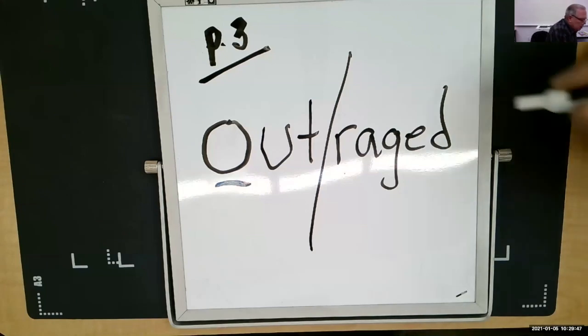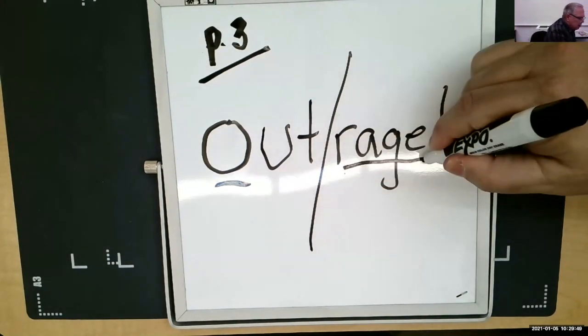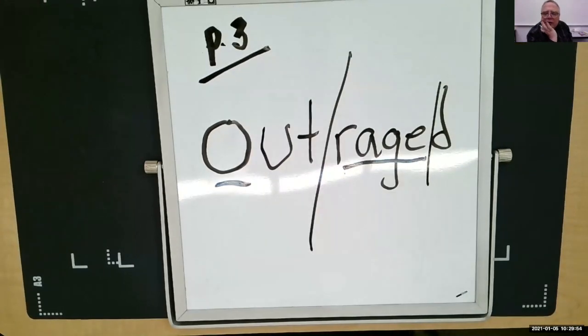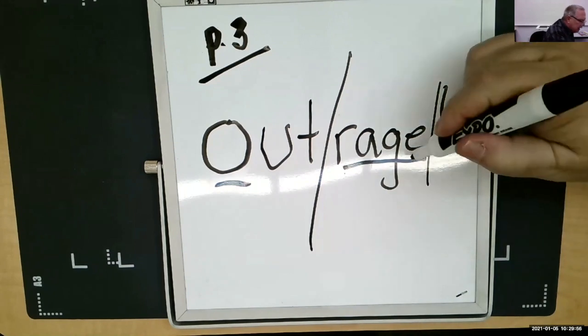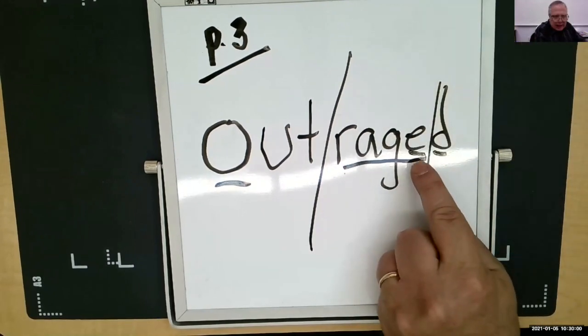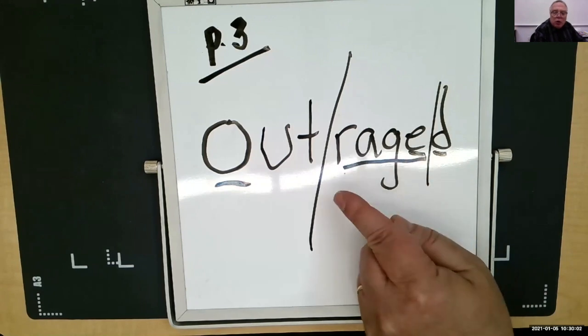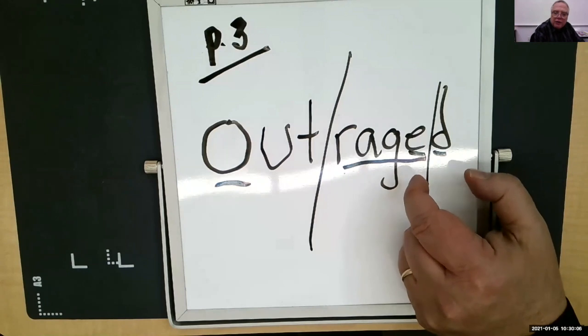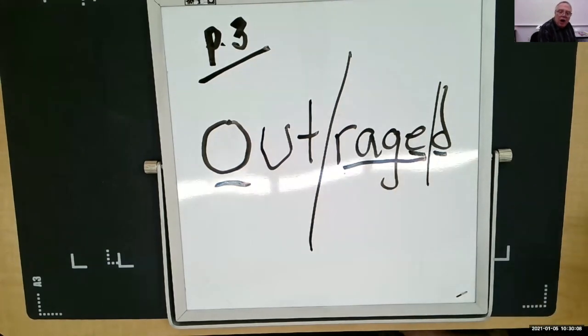Out. And then rage, maybe we know. And then D is another part. It's a suffix. It's actually ED, but it's confusing because the E there of the word rage drops off, and then the ED is replaced by another E from ED. So we have outraged, right?